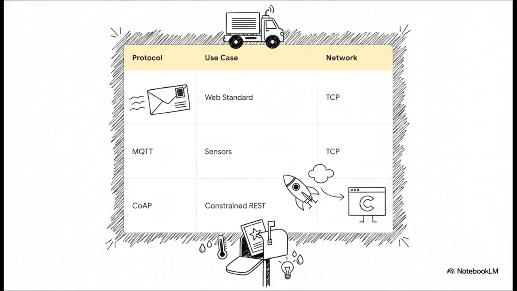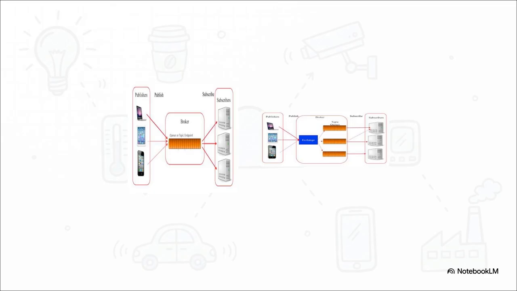CoAP is a clever alternative that brings a web-like structure to low-power setups. But MQTT is the real star for IoT. It's more like a magazine subscription that just drops into your mailbox automatically. It's incredibly lightweight and specifically built for unreliable networks. MQTT manages this lightweight delivery using a central broker.